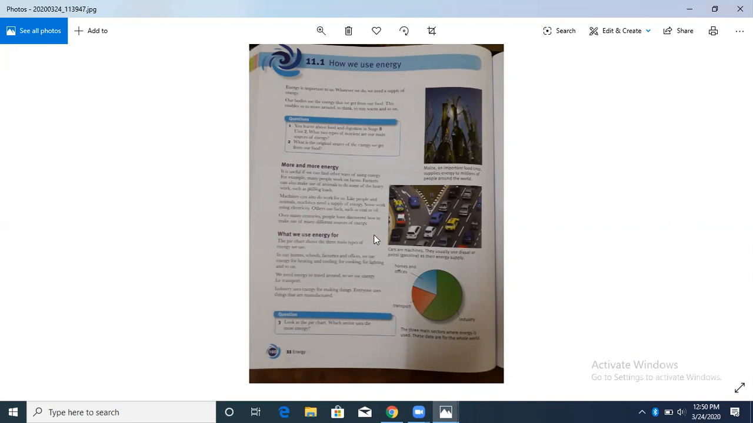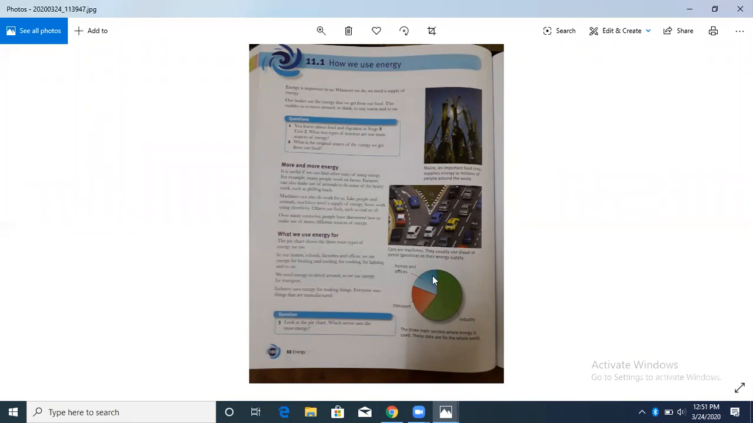All the machines need energy. Then next we want to discuss what we use energy for. This much energy, for what purpose are we using it? You can see on the screen or in your book, page number 160, on the right side down, there is a pie chart. I think you are familiar with pie charts from mathematics. The pie chart shows the three main types of energy we use.